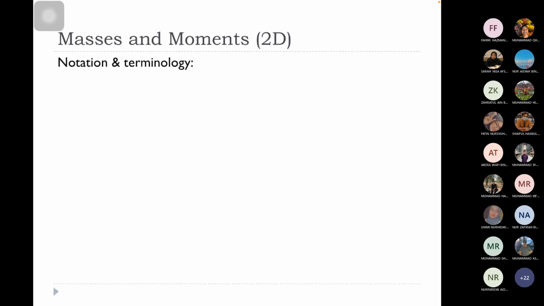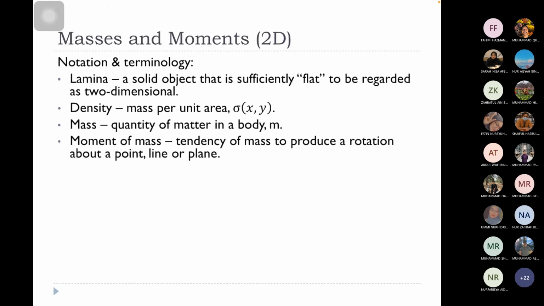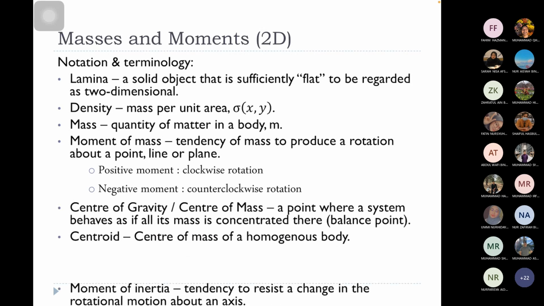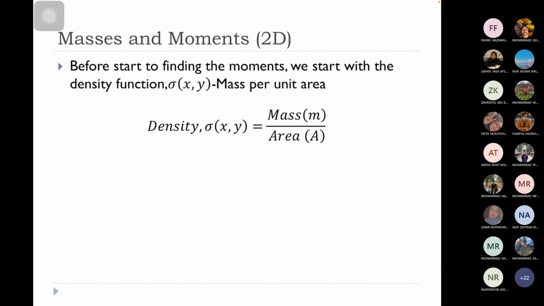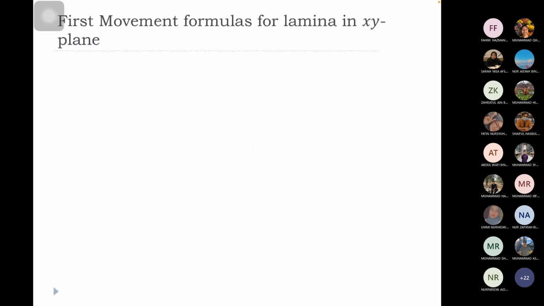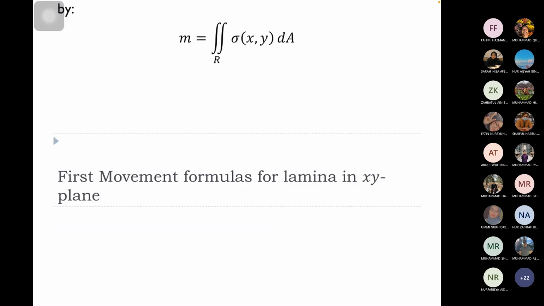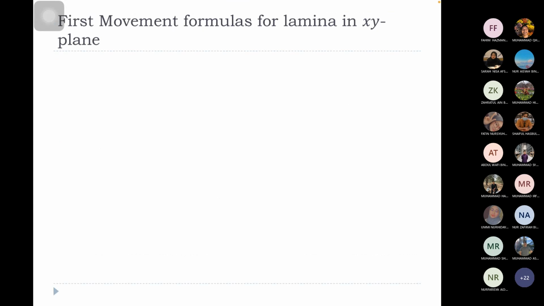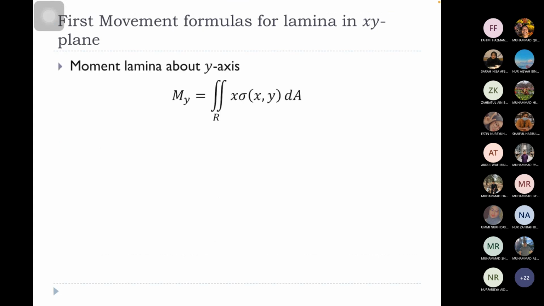Okay, so we have taken a look into this definition of laminar density, the mass, and moment of mass. And then we have taken a look into the density, how you are going to find the density, and then how you are going to find the lamina of a plane plate, of a flat plane. Okay. Then we have the first moment formula for the lamina in the xy plane. We have the moment about the y-axis, which is given by the multiplication of x with respect to the density, and then taking the double integral of the moment.